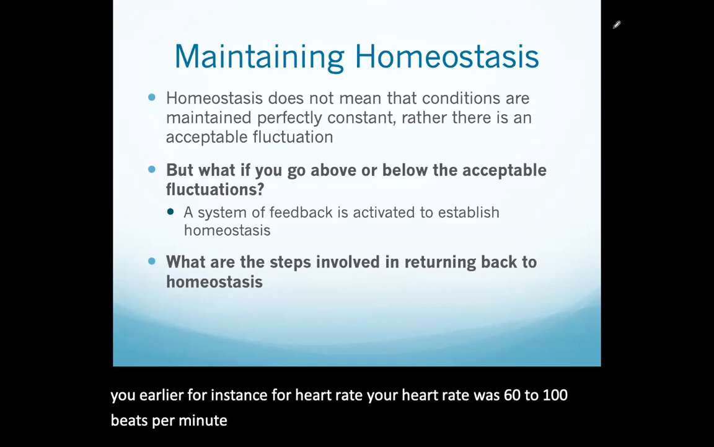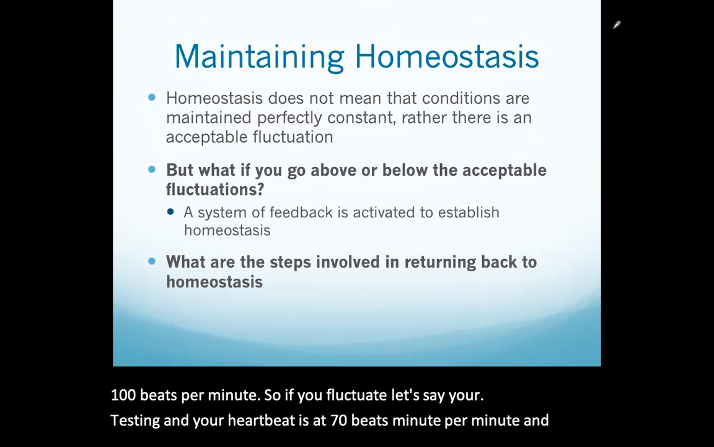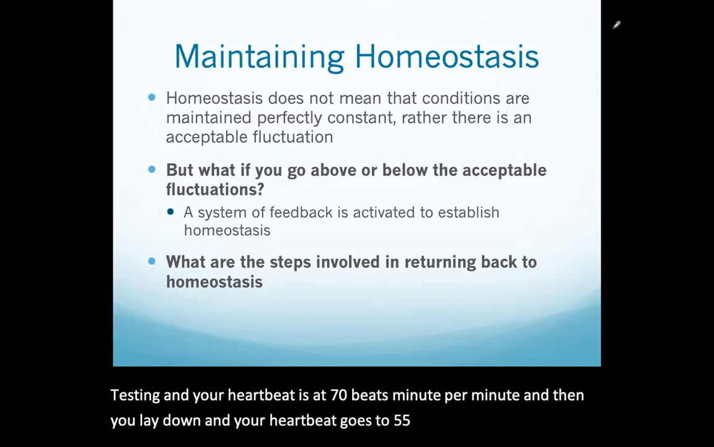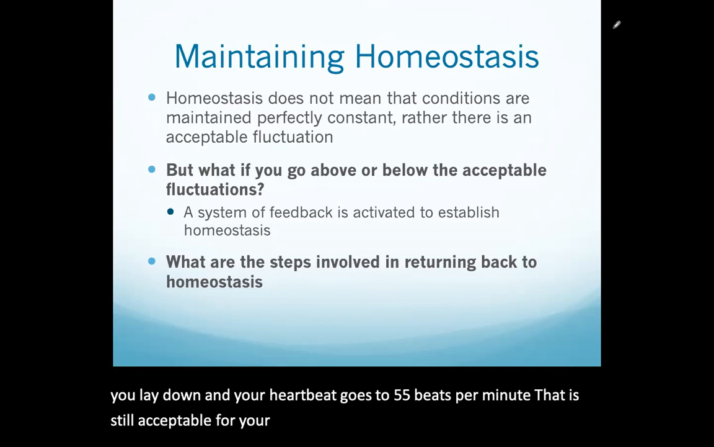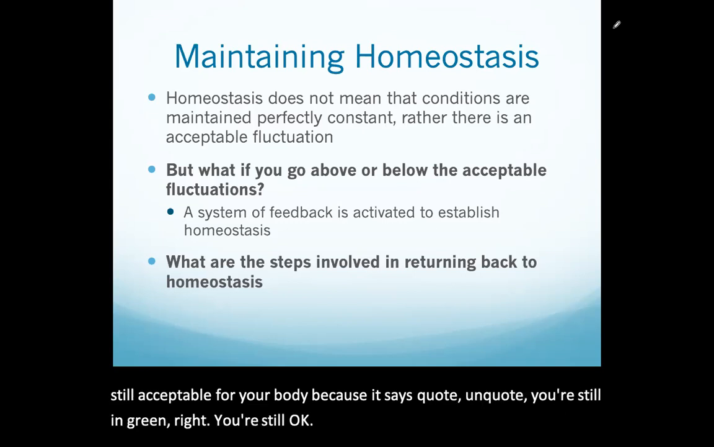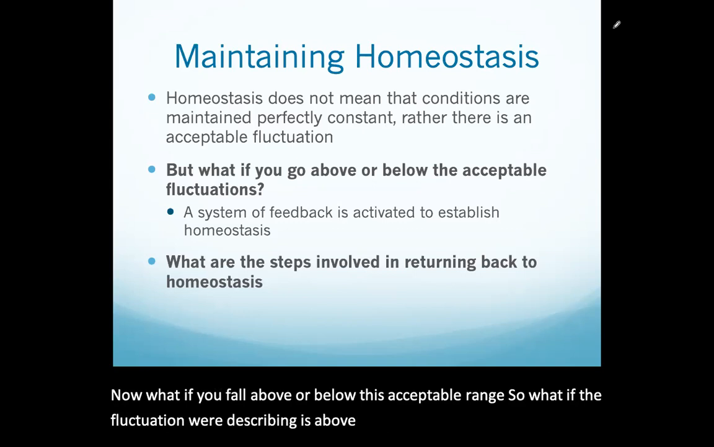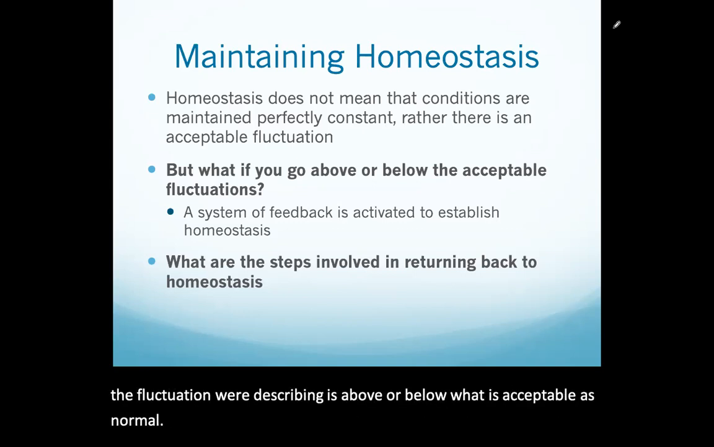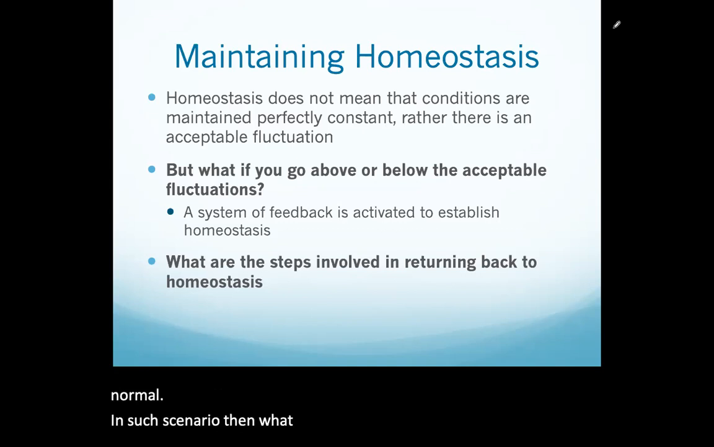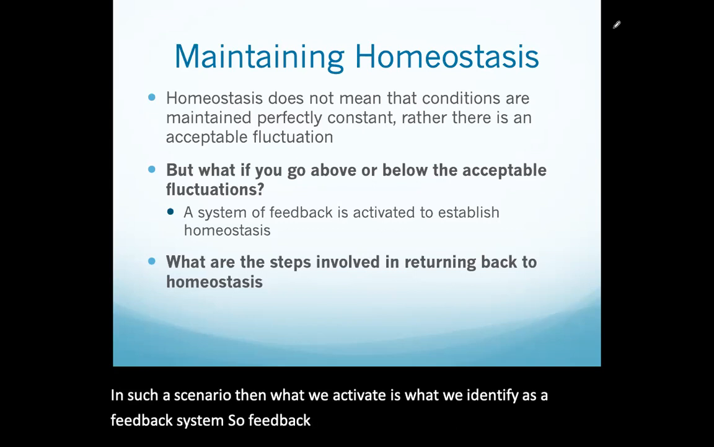So let's say you're resting and your heartbeat is at 70 beats per minute, and then you lie down and your heartbeat goes to 55 beats per minute. That is still acceptable for your body because, quote unquote, you're still in green. You're still okay. Now, what if you fall above or below this acceptable range? In such a scenario, what we activate is what we identify as a feedback system. Feedback is activated to allow you to reestablish your homeostasis.